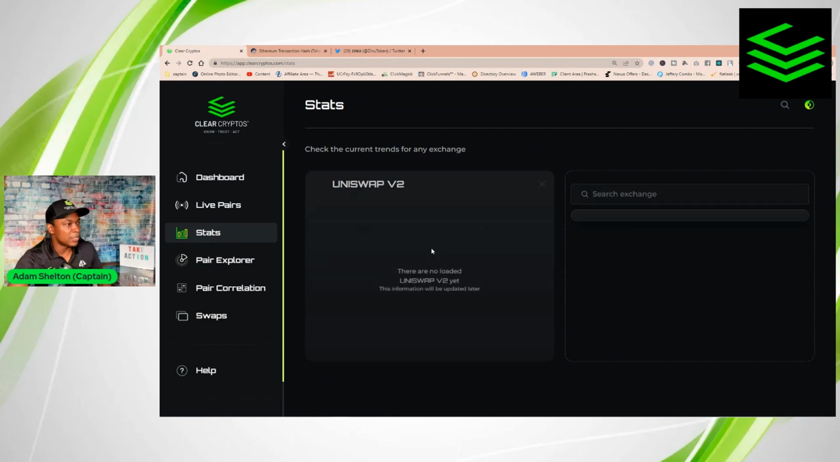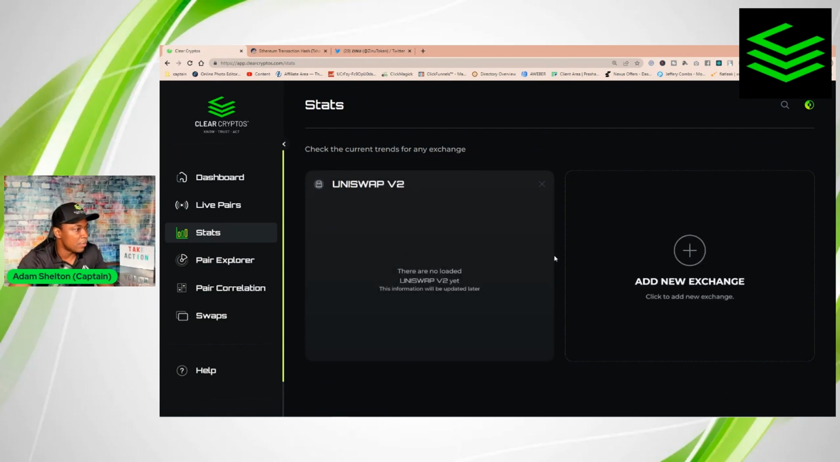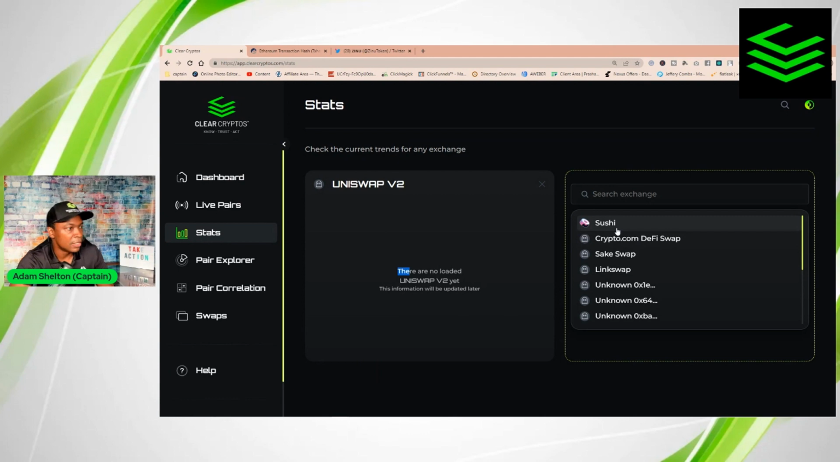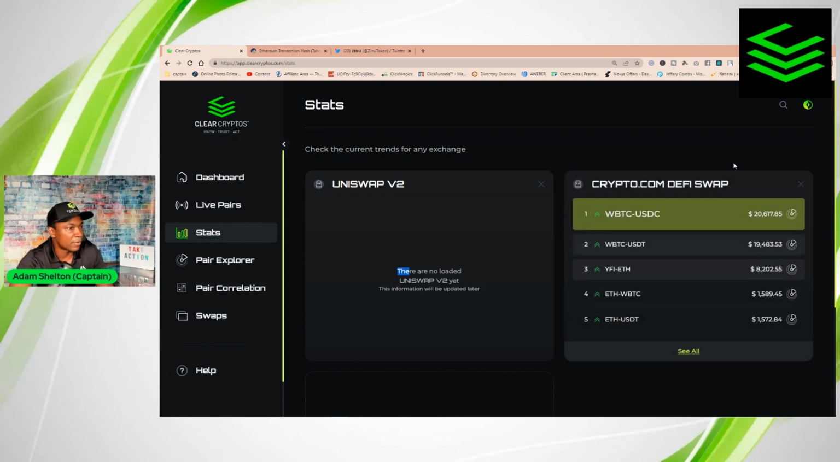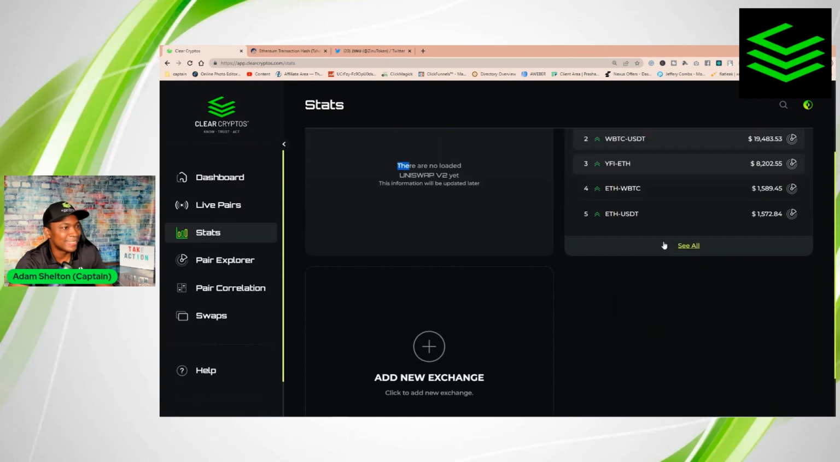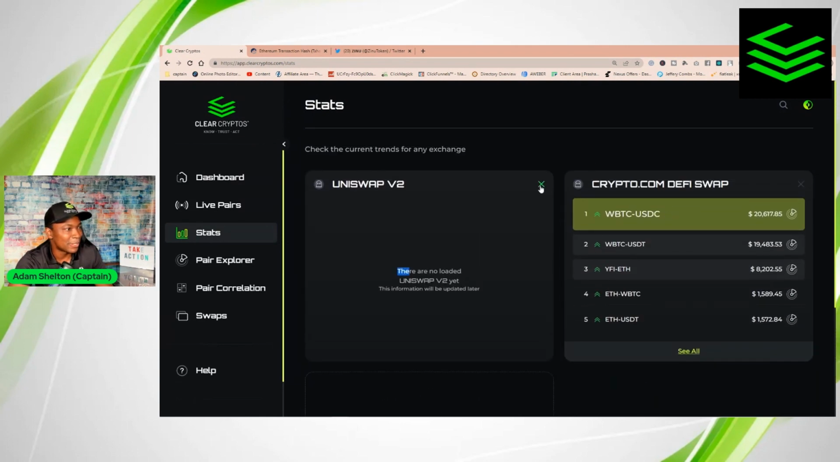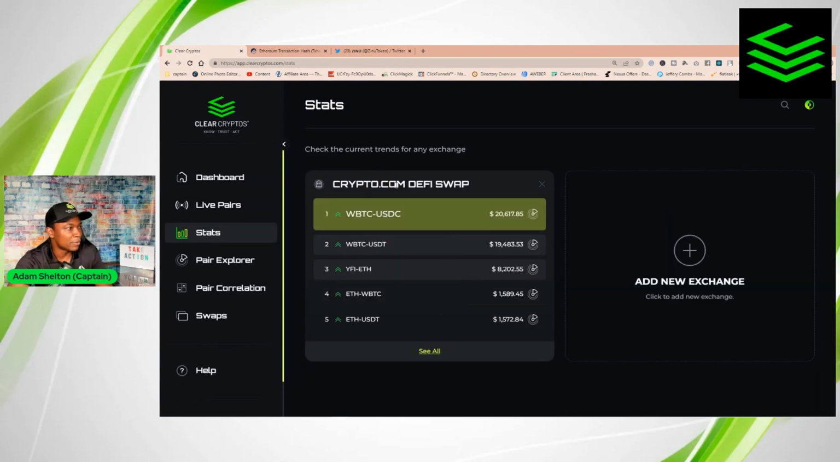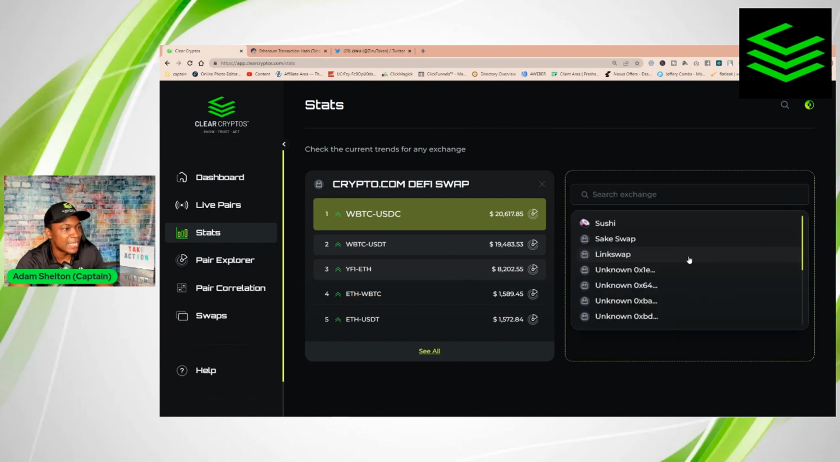I can add a new exchange. So let's say I wanted to do the current trends of any exchange, okay? So let me go ahead and see if I can add this in there. Look at this. Okay, Crypto.com DeFi Swap. So I want to add that in there, all right? Check that out. You see that? I'm going to close this there.